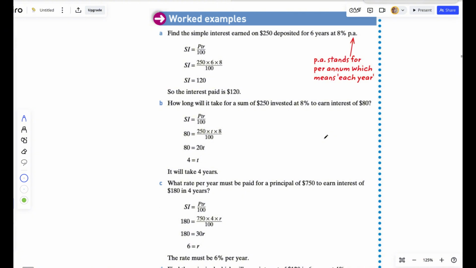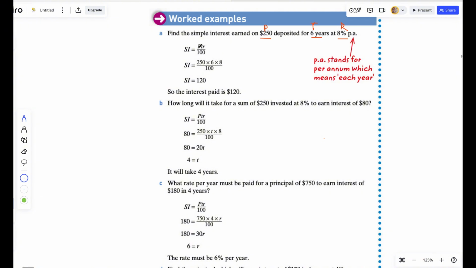So everything has been given. We just break it down and we put the values. We know that our simple interest is principal times time times rate over 100. Now, what is the principal? It says find the simple interest earned on 250 deposited. So 250 is the principal. The time is 6 years, and the rate is 8%. So we're going to take these three parameters and slot them in the formula.